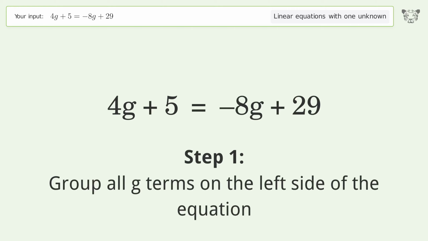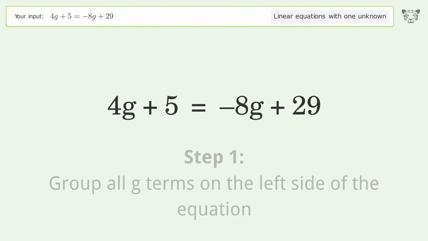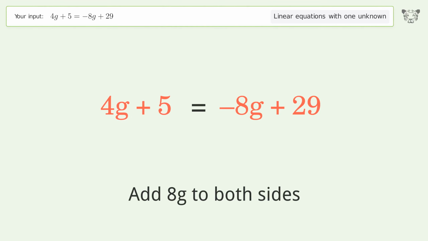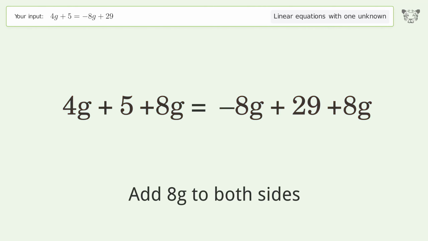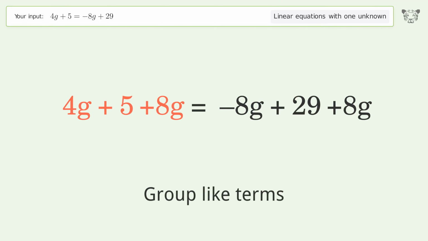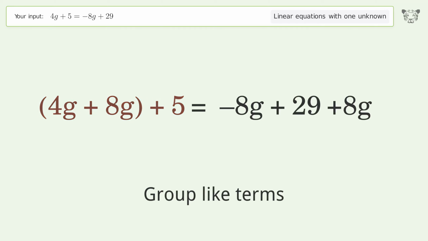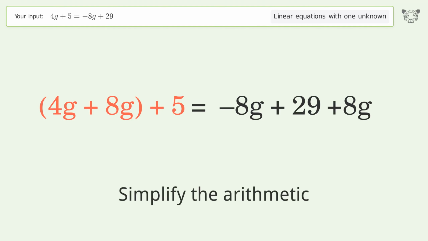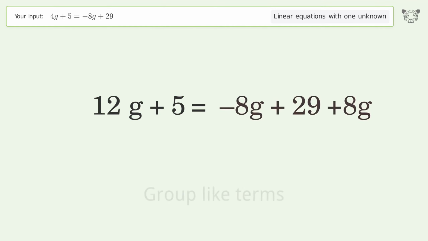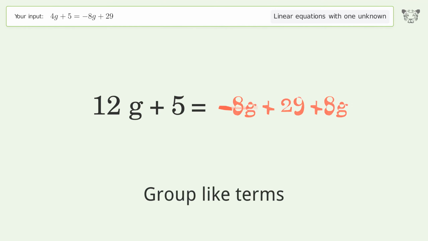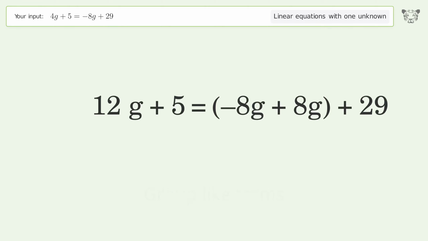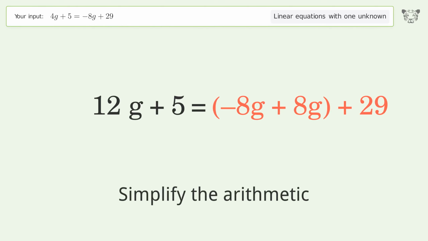Group all g terms on the left side of the equation. Add 8g to both sides. Group like terms. Simplify the arithmetic. Group like terms. Simplify the arithmetic.